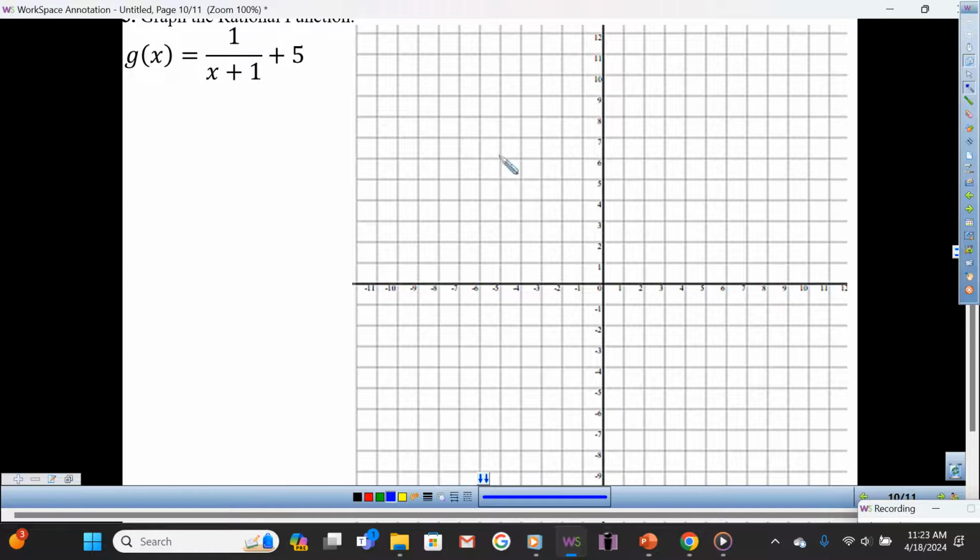So, step 1, we need our VA, x equals, and our HA, y equals. Looking at this new function, tell your neighbor what your VA and your HA is. Then Maya is going to enlighten us. Tell your neighbor what your VA is and your HA is.